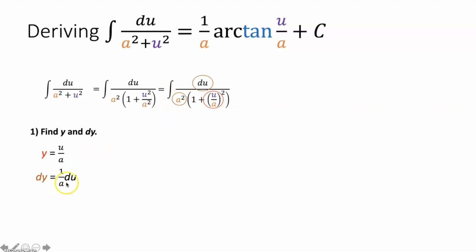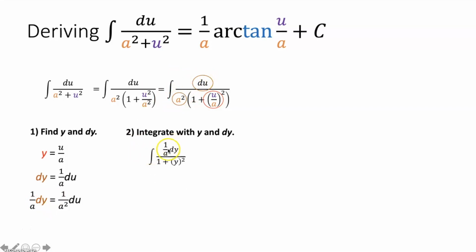So what do we do? Well, I need this to be 1 over a squared. So I'm going to multiply both sides of this equation by 1 over a. I can do that because 1 over a is just a constant. So if I multiply it to both sides of the equation, that's fine. Now what I can do is I can rewrite this integral in terms of y and dy. I'm going to substitute y in for u over a, and I'm going to substitute 1 over a dy in for 1 over a squared du.